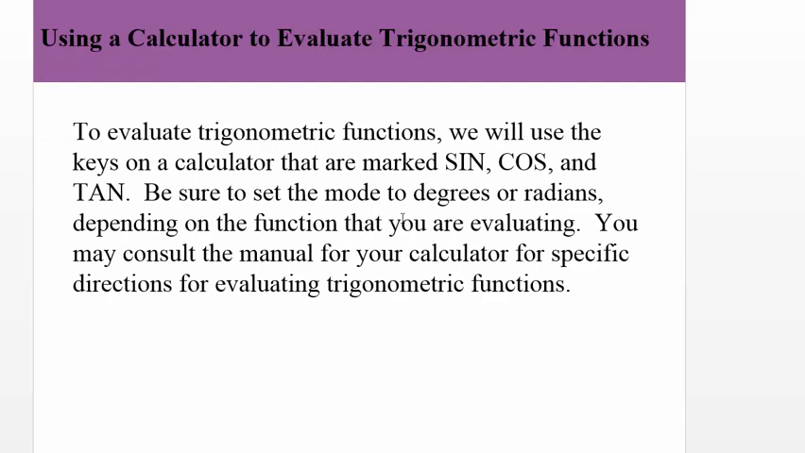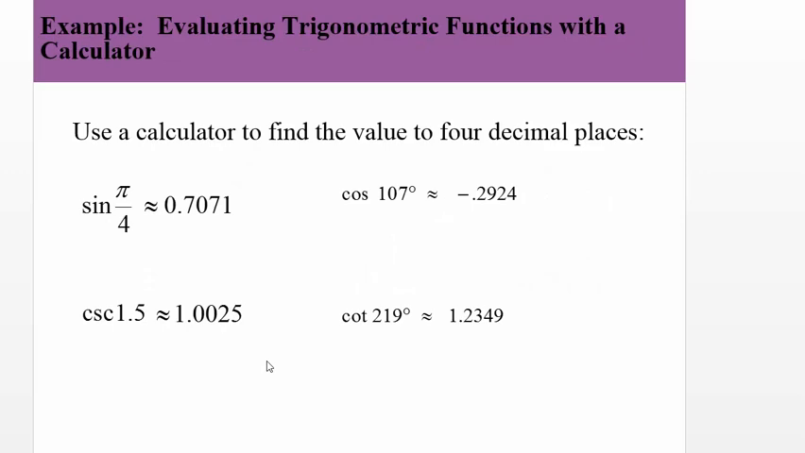All right, now to evaluate trigonometric functions using our calculator, we're going to use the keys on the calculator marked sine, cosine, and tangent. Now, be sure to set the mode to degrees or radians depending on the function you are evaluating, and you may consult your manual on your calculator for specific directions. Every calculator works a little bit differently here. So what I want you to try right now on your calculator is go to radian mode and put in the sine, and what I tend to tell students to do, and a lot of calculators do this, is when you hit sine, your calculator sometimes will just put a parenthesis after it. Then go ahead and type in pi divided by 4 and then close the parentheses. And if you round it to 4 decimal places, you should get 0.7071.